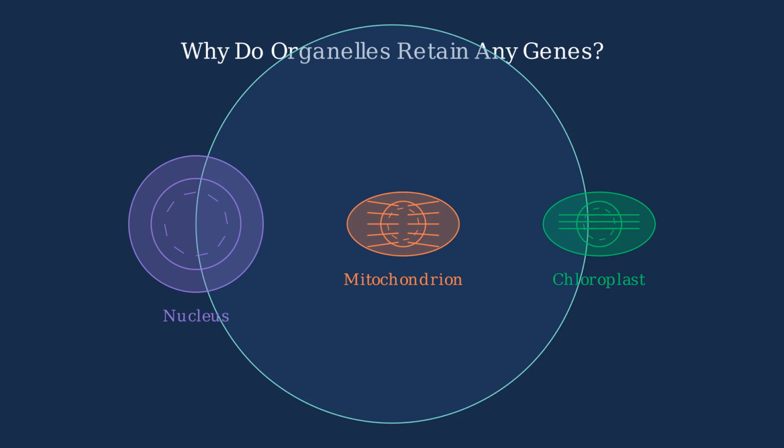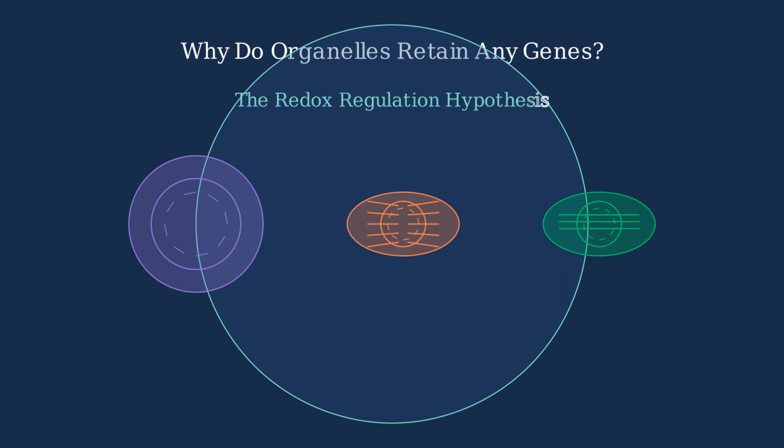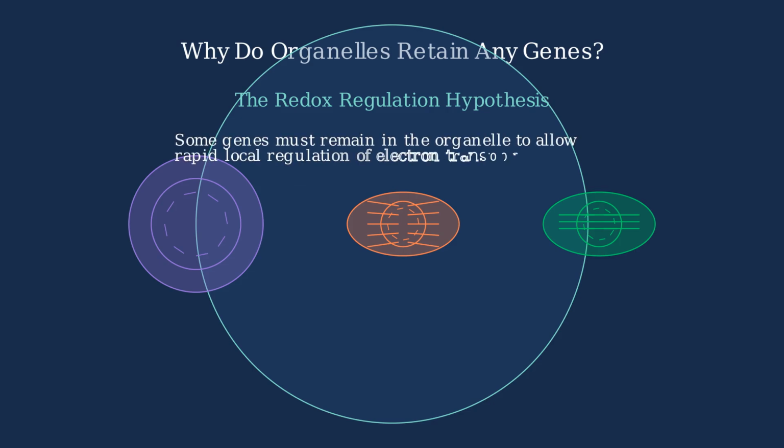If most organelle genes have been transferred to the nucleus, why do any genes remain in these organelles? The most widely accepted explanation is the redox regulation hypothesis. This hypothesis suggests that some genes must remain within the organelle to allow rapid local regulation of electron transport processes.